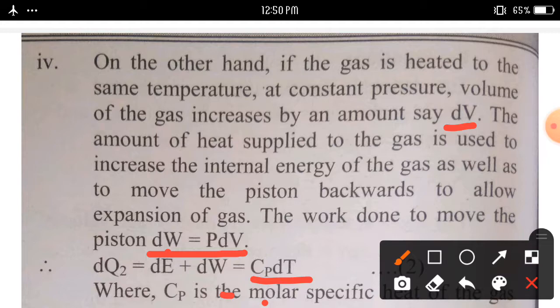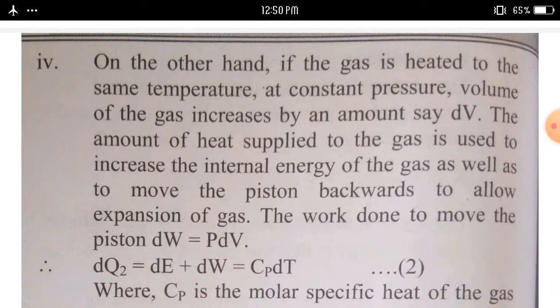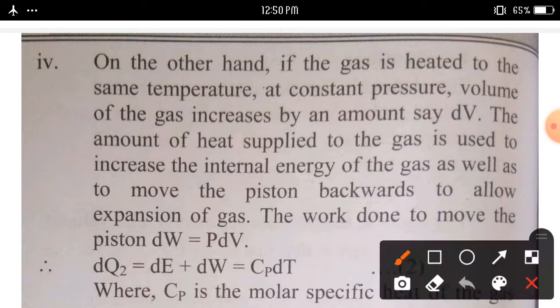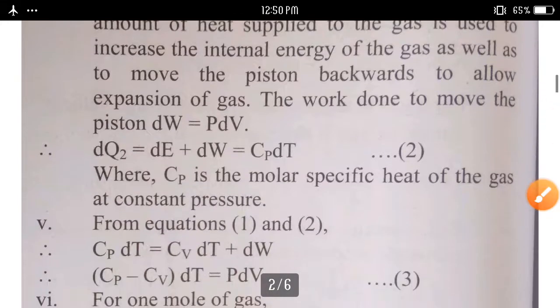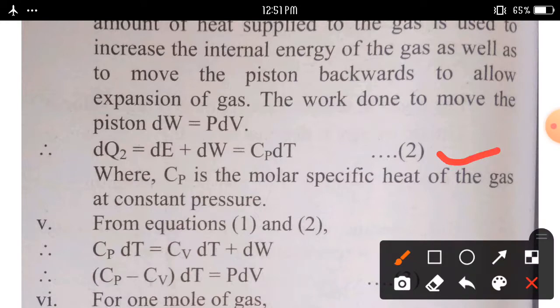Then consider equations 1 and 2. First, dQ1 is equal to dE is equal to Cv into dT. Here C suffix V is the molar specific heat of the gas at constant volume. And the second equation is dQ2 is equal to dE plus dW, which becomes C suffix P into dT. Here C suffix P is the molar specific heat of the gas at constant pressure.